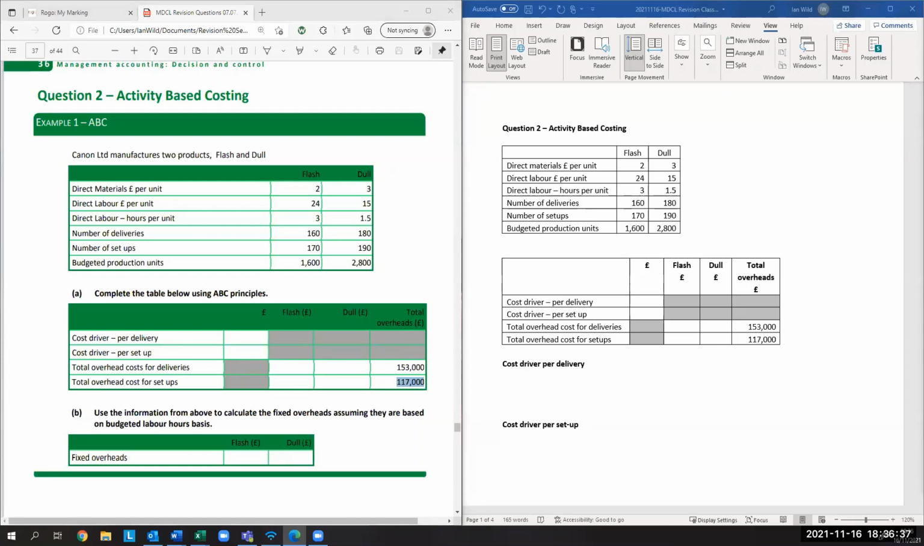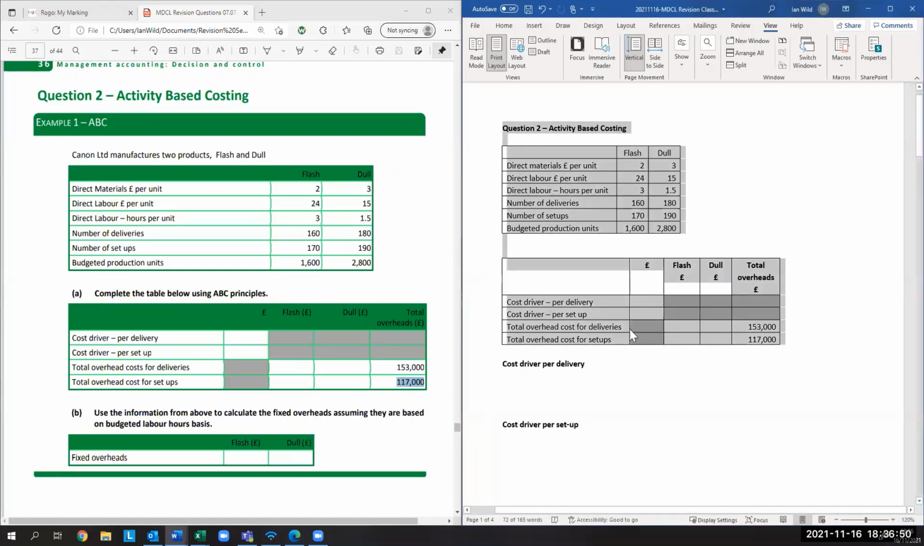Now, the thing about activity-based costing is there's no two ways around it. It's very long-winded, I'm afraid. It is very accurate, but it's very, very long-winded. So let's have a go and we'll work through everything a bit at a time. I've just replicated the question on the right-hand side so I can write in it and basically make a mess on it as well.